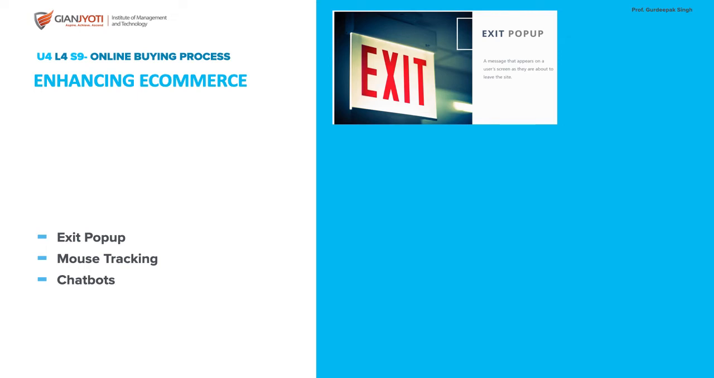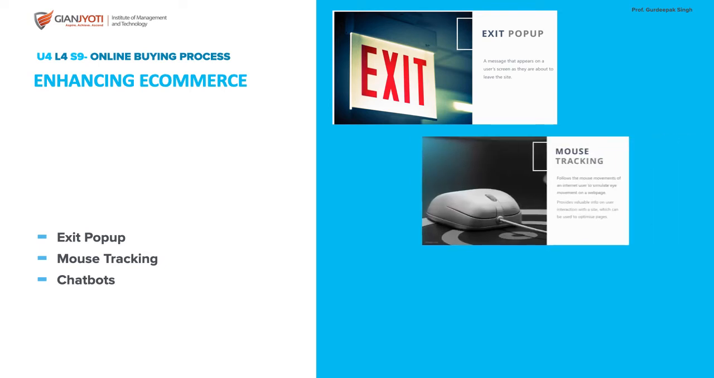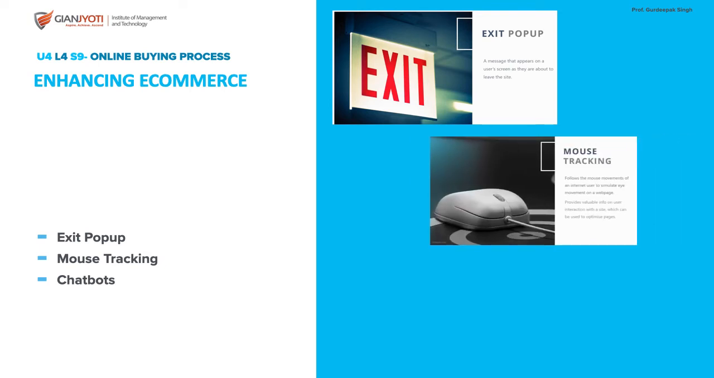Now let us dedicate a few slides to how you can enhance the e-commerce. One is that when someone is exiting from your shopping area and is exiting from the cart, you need to put an exit pop-up. The message which comes when you want to exit the website or the app, right? That is very, very important. Second, there is mouse tracking available. For example, if a user is moving the mouse on the screen, that shows where the eyes are, because where the mouse is, the eyes are there.